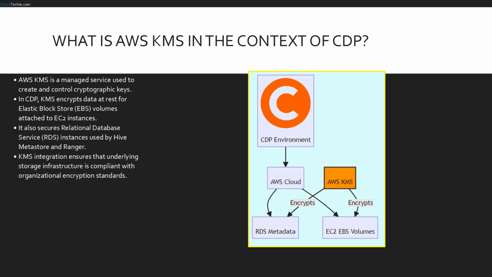Visualize the CDP environment sitting on top of the AWS cloud. It relies on two main storage components, RDS for metadata and EC2 EBS volumes for node storage. AWS KMS sits centrally as the security authority. The diagram shows arrows flowing from KMS to both RDS and EBS, illustrating that KMS provides the encryption keys required to lock down these storage layers at rest.